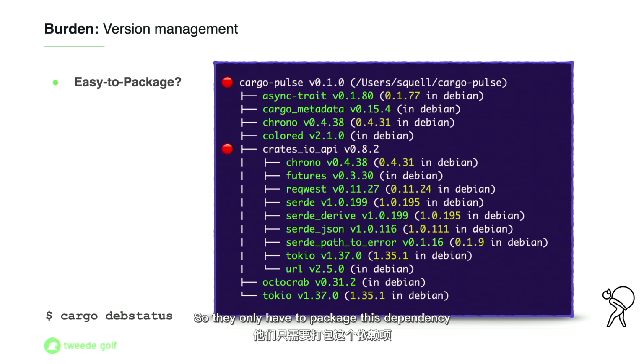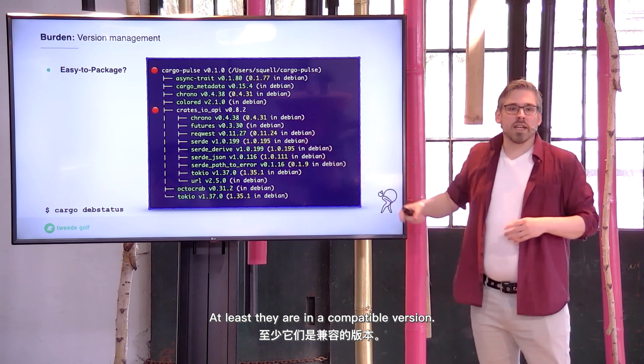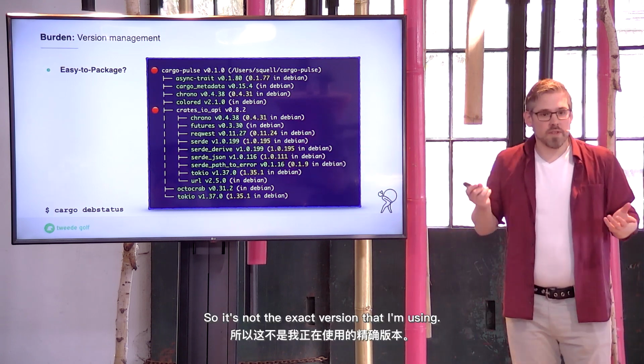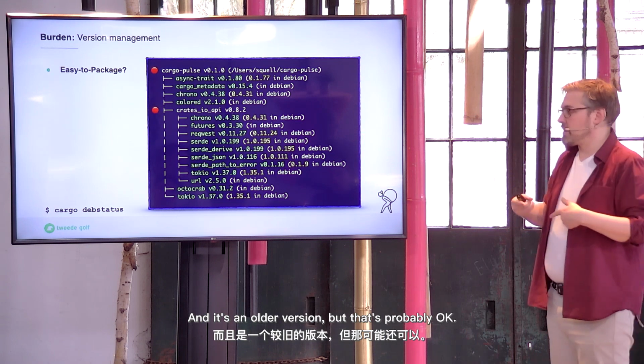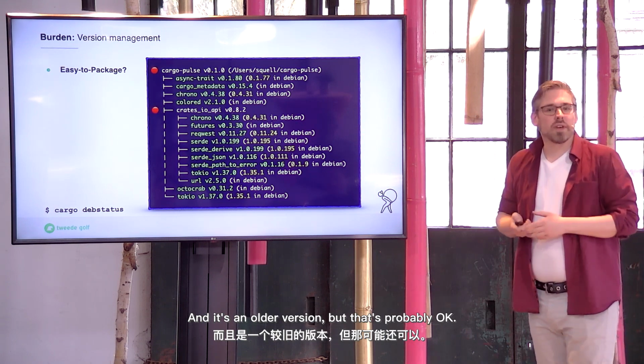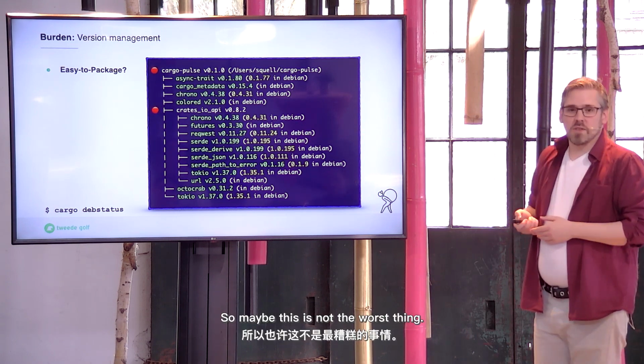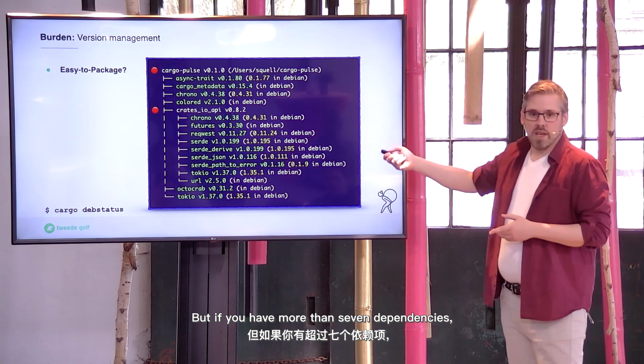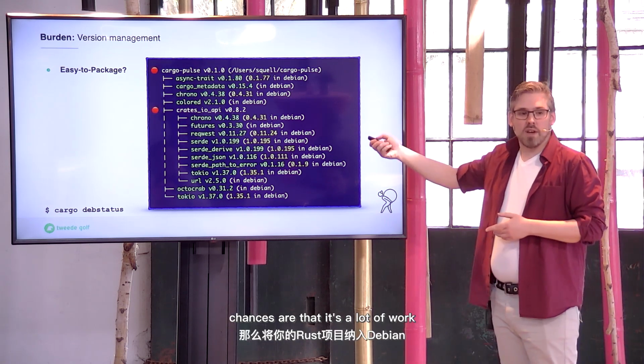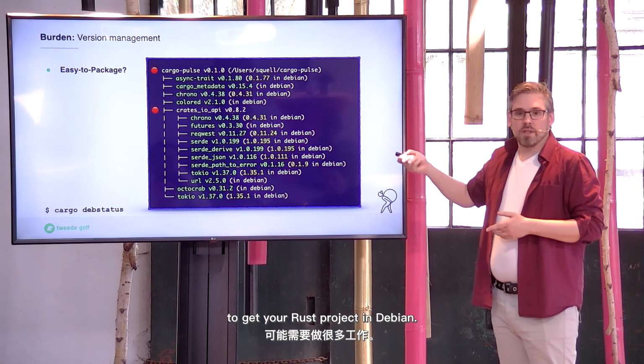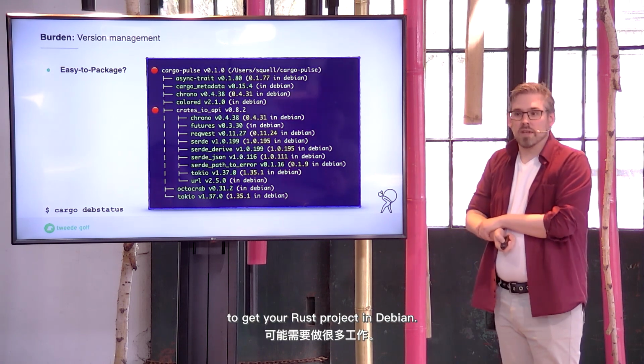So they only have to package this dependency because that's not yet in Debian. But all the other ones are, at least they are in a compatible version. So it's not the exact version that I'm using, it's another version, but that's probably okay. So maybe this is not the worst thing, but if you have more than 7 dependencies, chances are that it's a lot of work to get your Rust project in Debian.